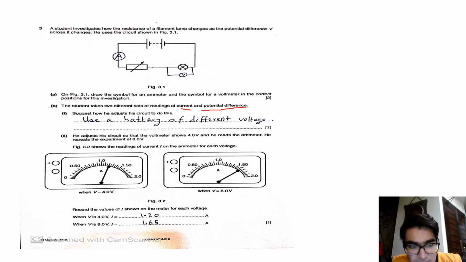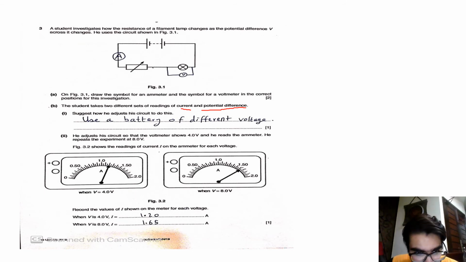He adjusts his circuit so that the voltmeter shows 4 volts, and he reads the ammeter. He repeats the experiment at 8 volts. This shows the readings. Record the values of I shown on the meter for each voltage. I is basically current.